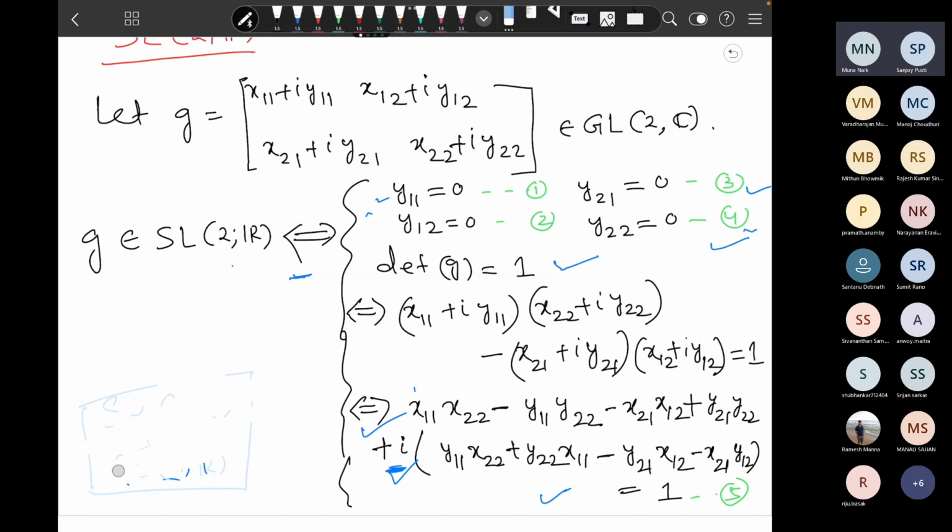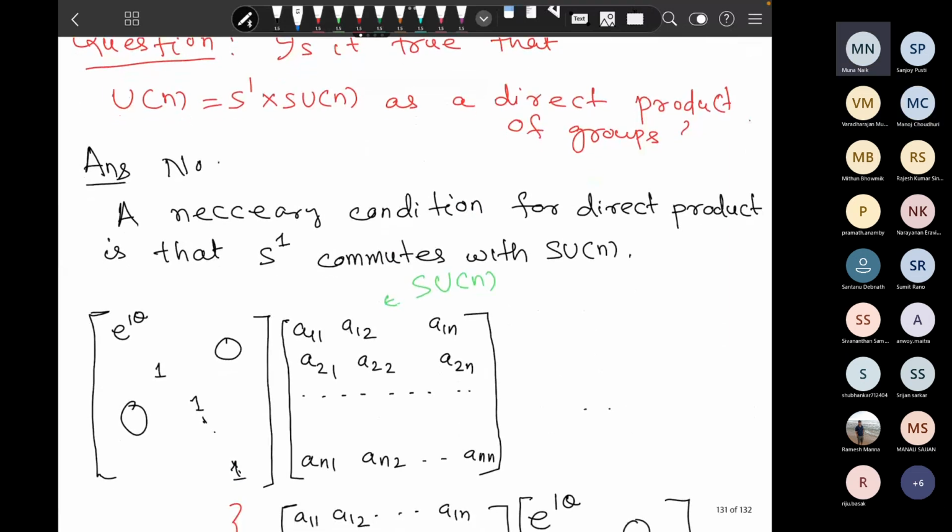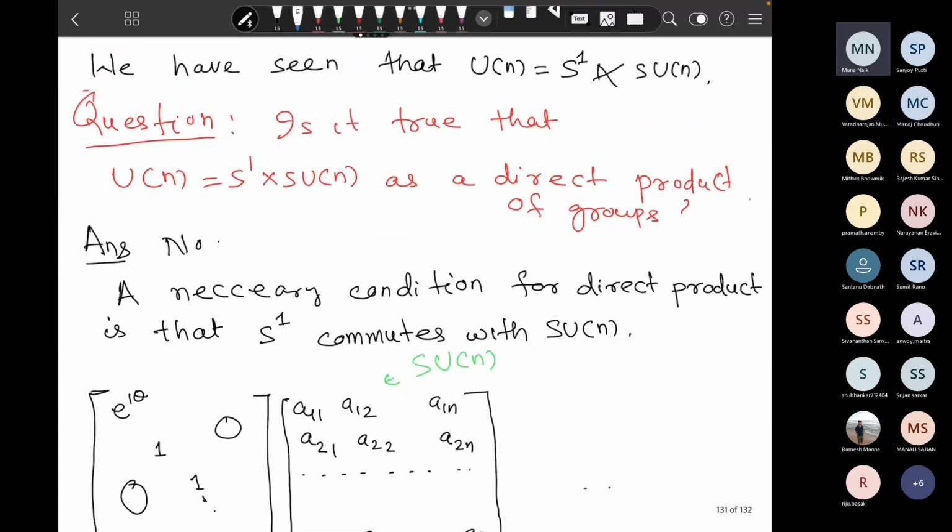Okay, so this is the thing, and there was another question somebody asked: is it true that UN is equal to S1 times SUN? We have seen that UN is equal to S1 semi-direct product SUN. Is it true that UN is equal to S1 cross SUN as a direct product? I said the answer is no.